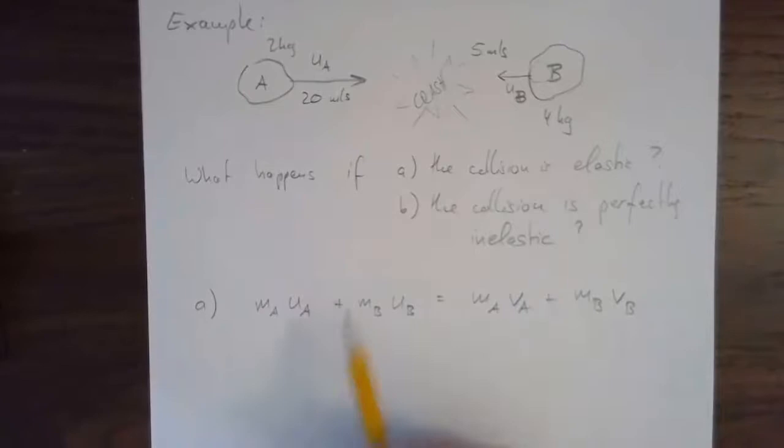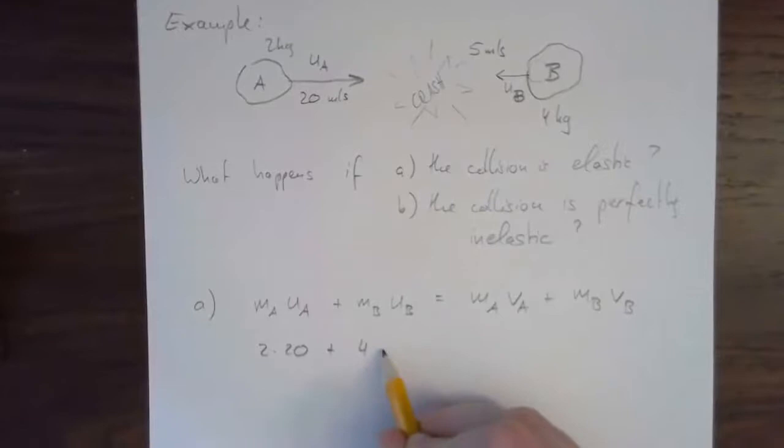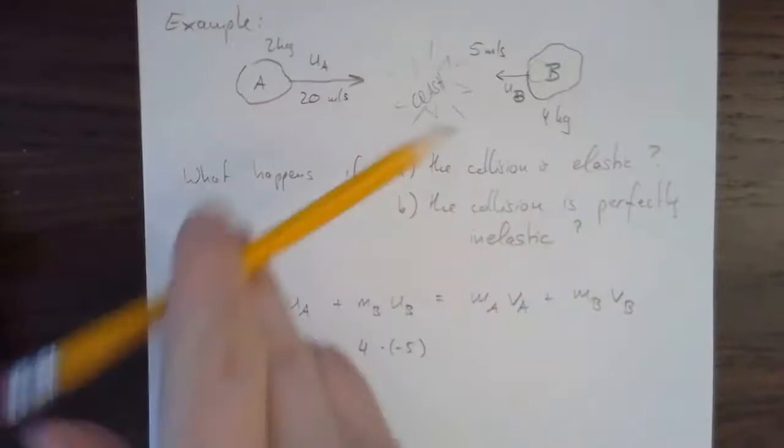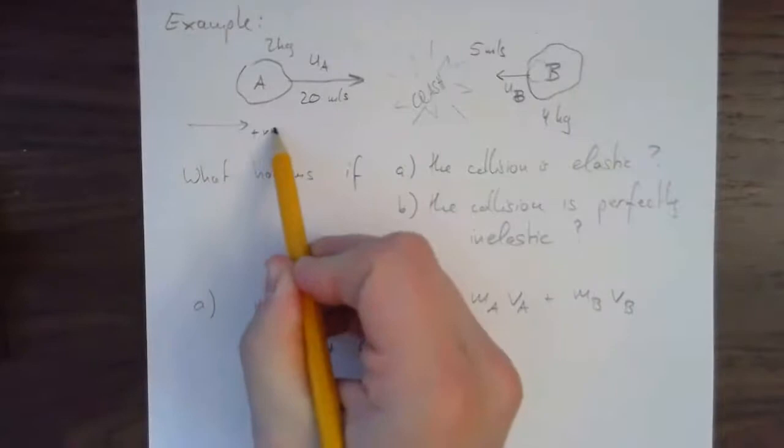So let me do this. I have 2 times 20, I'm working in kilograms and meters per second, so I'm going to be lazy and not write down the units. Plus 4 times minus 5. Why minus? Well, if I say this one's positive, that means I've said right is positive. I'll make a note, because somebody else might make a different choice, and then this would be negative and this positive. That's fine.